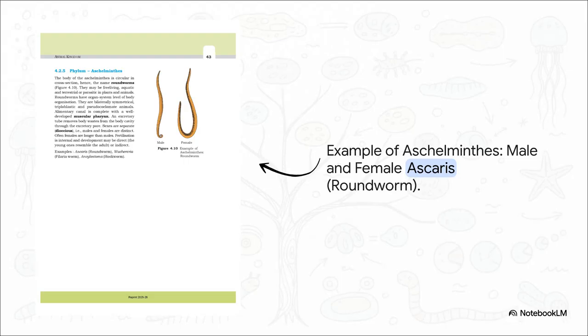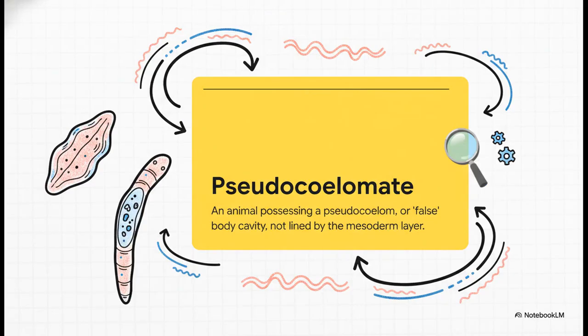Now let's check out the Aschelminthes, or roundworms. You can see the difference right away. Their body is circular if you look at it in a cross-section. This group, which includes creatures like Ascaris, has taken another step up the ladder to the organ system level of body organization. And here is the next big innovation.